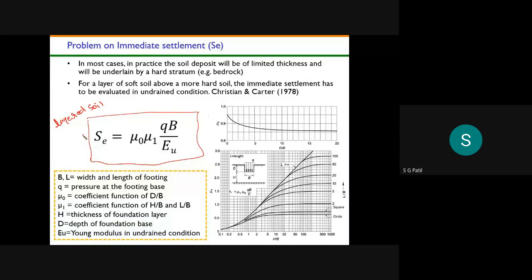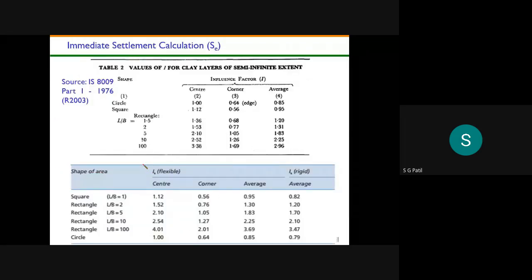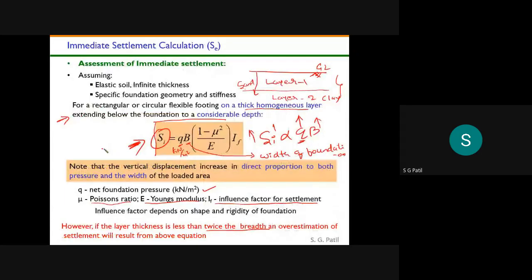If you have different soil layers, then you should use this equation. But in the exam, whatever question papers I have referred, they have always given problems based on this equation. So if you are able to remember this equation, it will be more than sufficient to calculate the immediate settlement. This is more important.